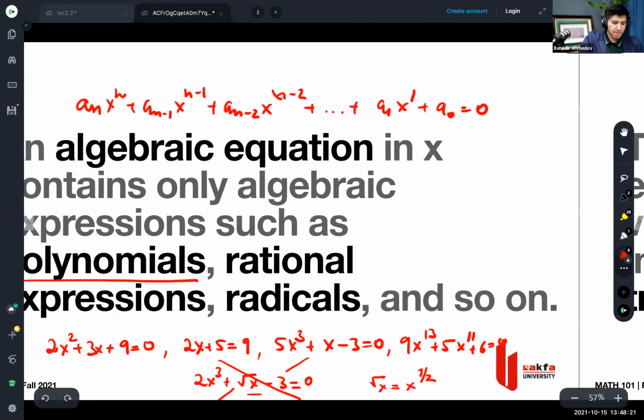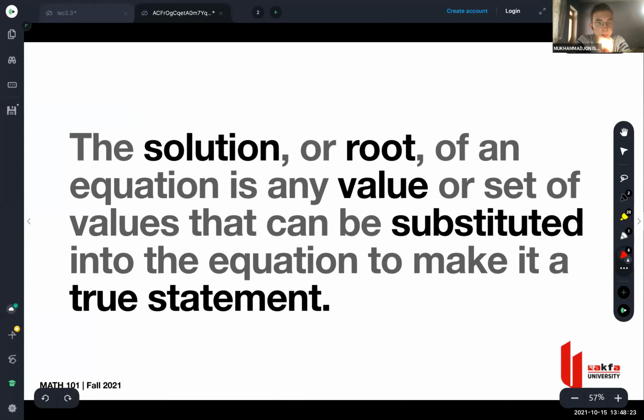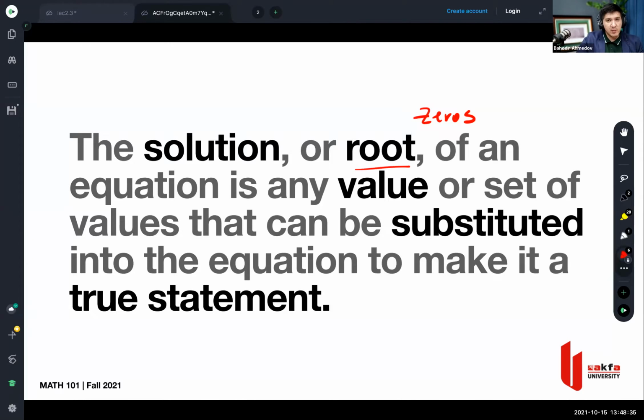Okay. Yes. Okay, so the solution of an equation, sometimes we call this the root of an equation, or sometimes the zeros of the equation, are the numbers such that if you substitute them instead of x, the statement is going to be true.